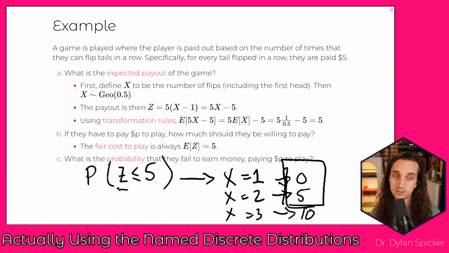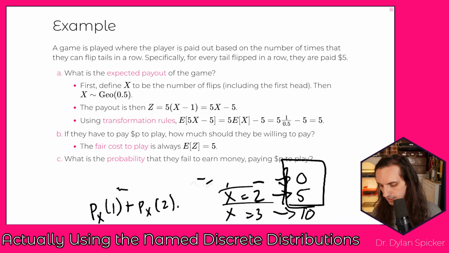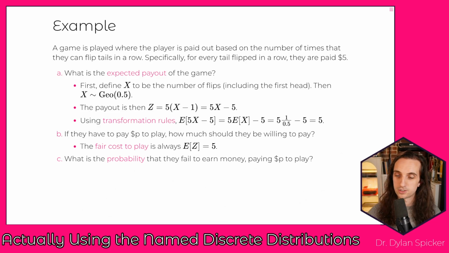And so if they fail to earn money, that means that x was either 1 or 2. And if we want to know the probability that x is 1 or 2, that's the PMF of x at 1 plus the PMF of x at 2. So that's one approach that we can take to this question. And then you could solve that using the PMF of the geometric distribution.